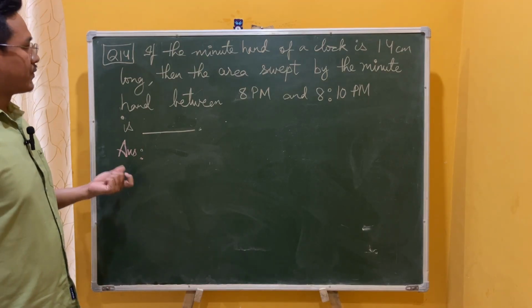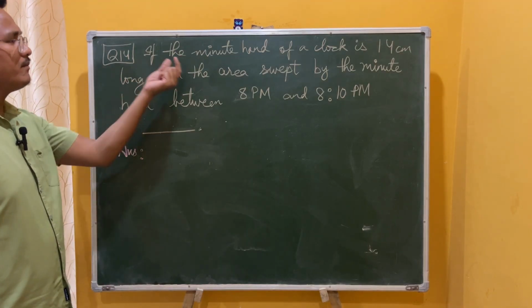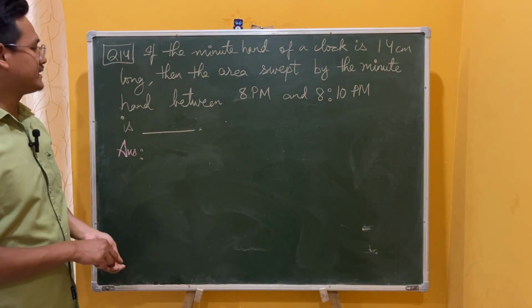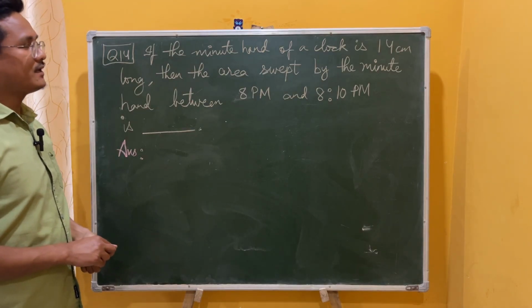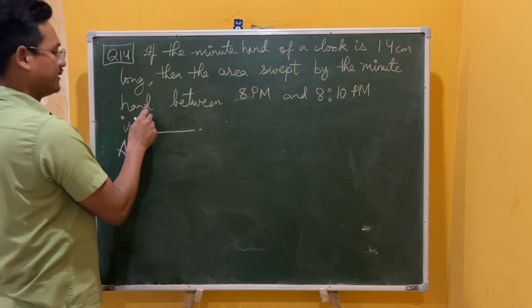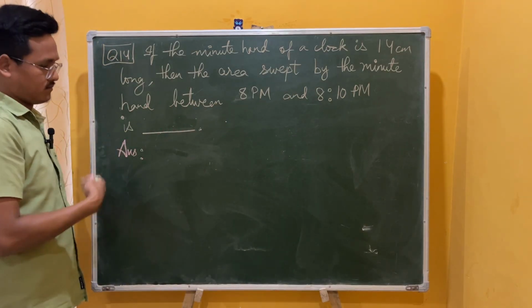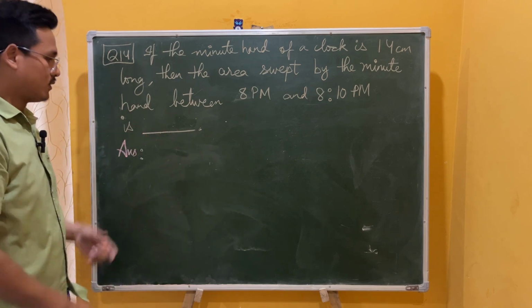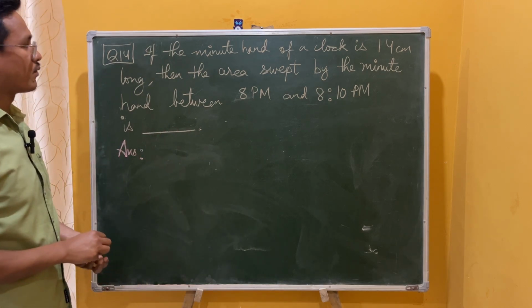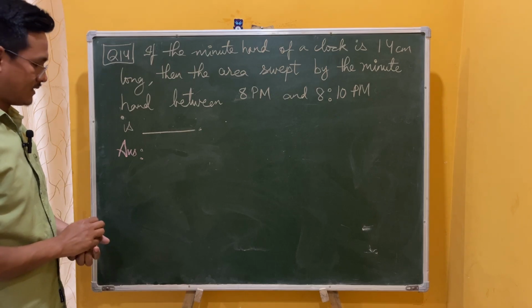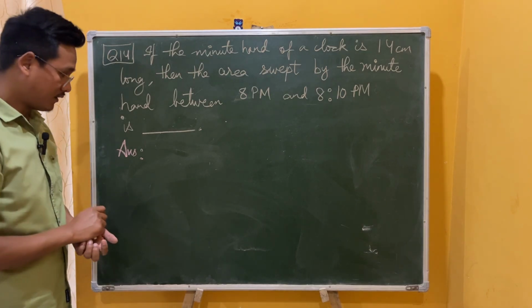All right, let us solve this question. It says, if the minute hand of a clock is 14 centimeter long, then the area swept by the minute hand between 8 p.m. and 8:10 p.m. is this. We'll have to find. So it's a question from area of sector of a circle.